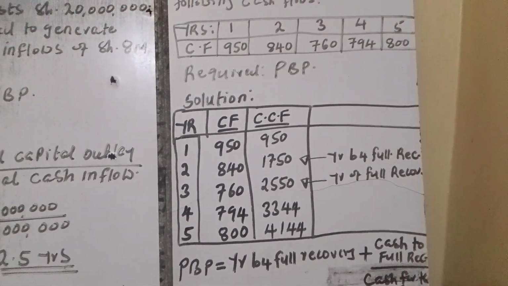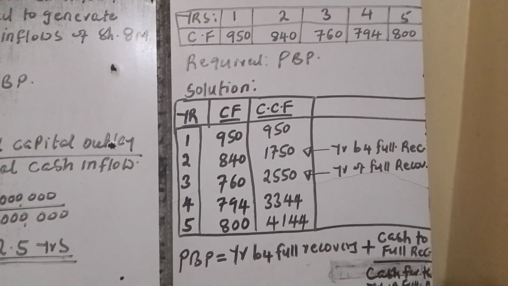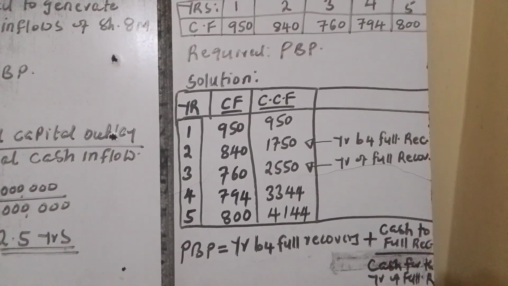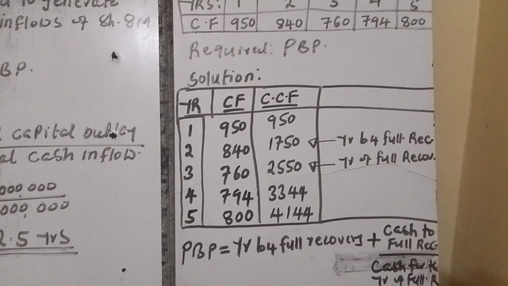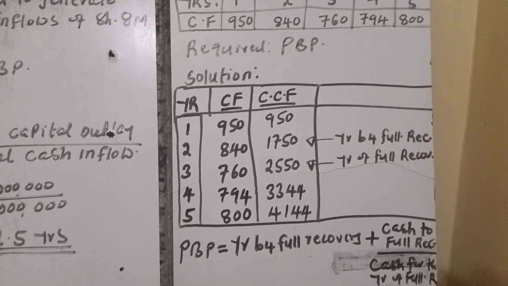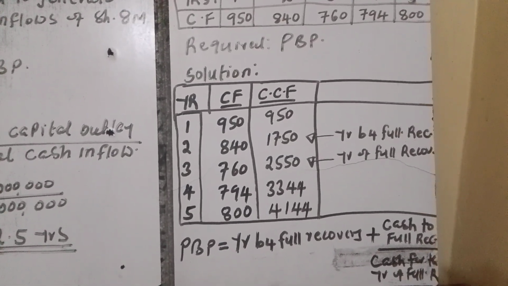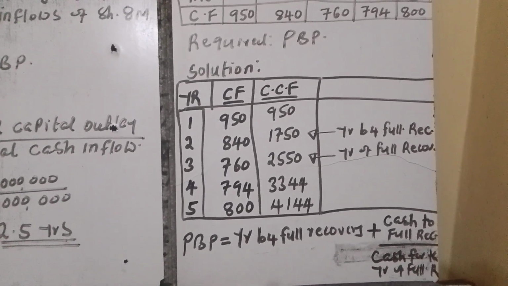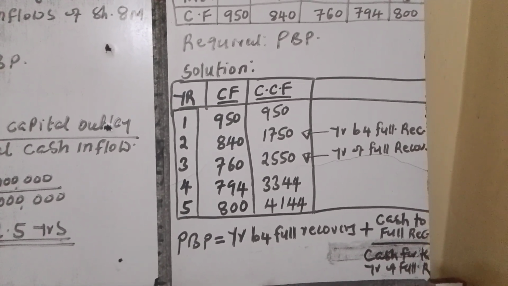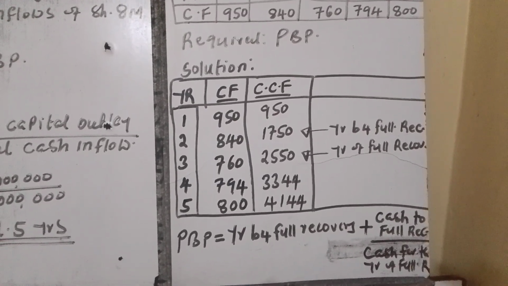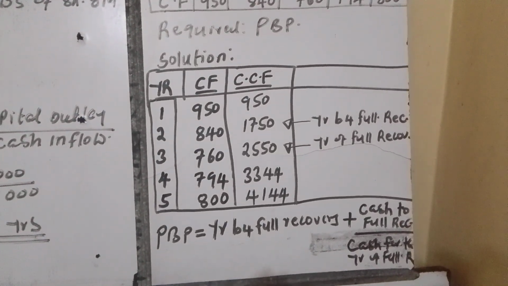So whenever you have cash flows which are irregular, which are not constant, the first thing, whenever you are calculating the payback period, you have to accumulate those cash flows. You take the cash flows for the first year plus the cash flows for the second year. You get 1750. We have taken 950 plus 840. You get 1750. 1750 plus 760, you get 2550. And 2550 plus 794, you get 3344. Then 3344 plus 800, you get 4144.